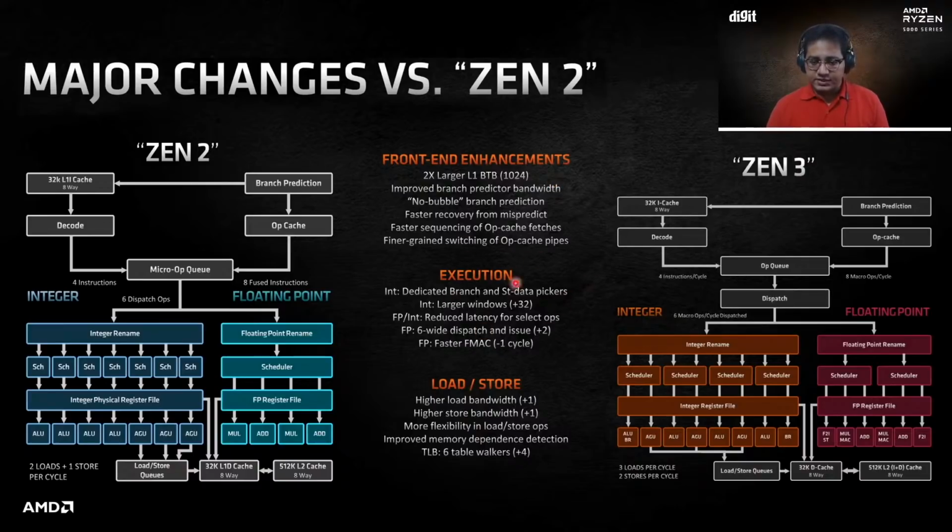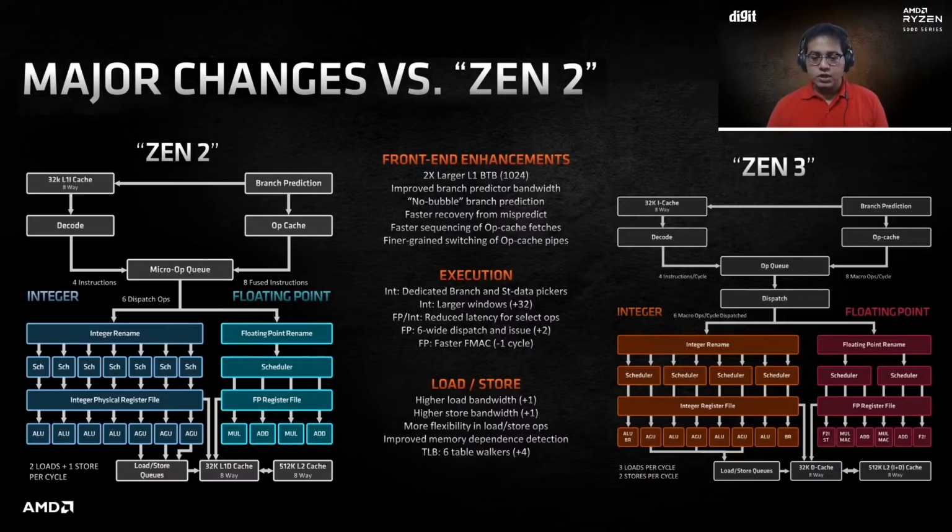Then we have the execution part, which deals with the actual operation being performed on the operands, that is where all the instructions are run. We see improvements with both the integer as well as the floating point pipelines. Latency has also been reduced for certain integer and floating point operations, and the dispatch, which is the bit over here, is wider, and FMAC, which is an instruction, has been sped up by reducing it by one cycle.